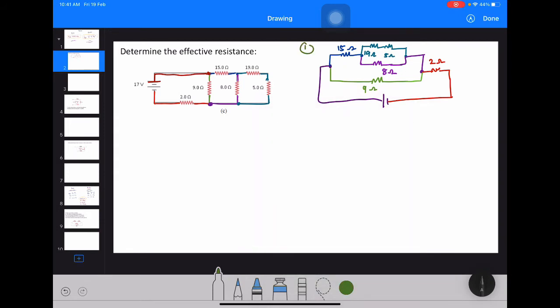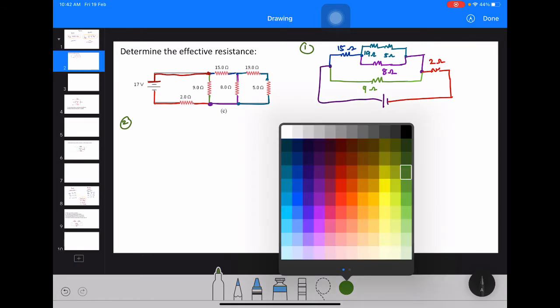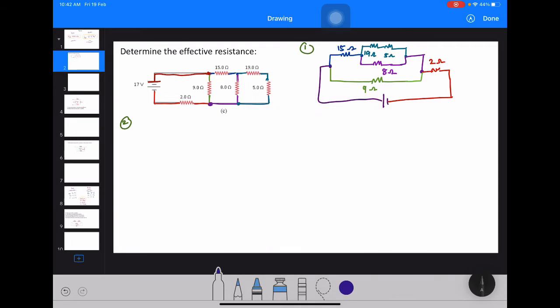Okay, our second step is that I want to combine the 19 and 5 ohm. So combining, R is equals to 19 plus 5. Kenapa tambah macam tu? Because 19 and 5 ohm is in series, so it becomes 24 ohm. Okay, once you combine that, now your circuit becomes simpler.